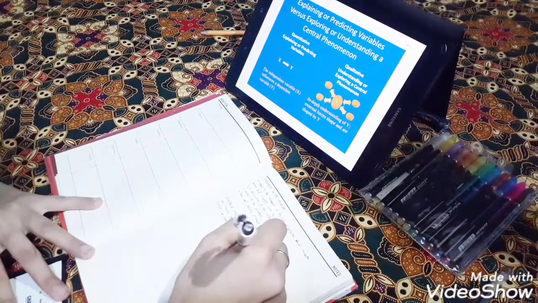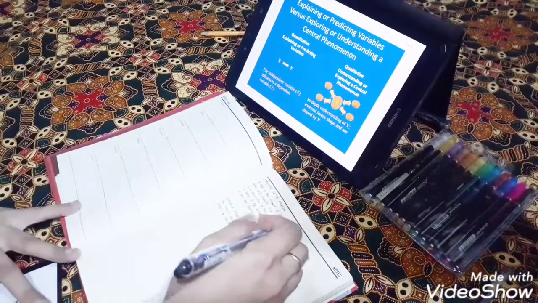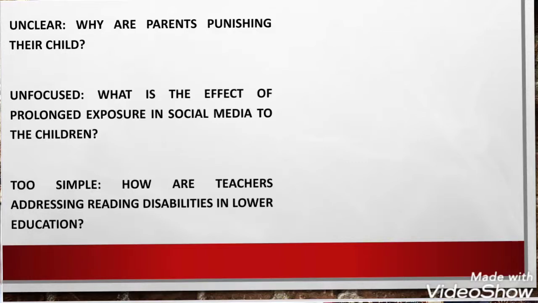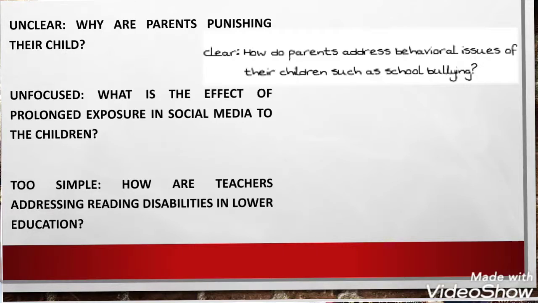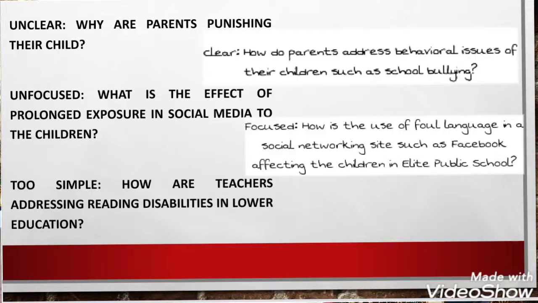And we are going to consider sample questions that we will have to examine. So we have here an example of an unclear question, like why are parents punishing their child? The better question for this would be, how do parents address behavioral issues of their children, such as school bullying? An unfocused question is, what is the effect of prolonged exposure to social media on children? How can you write that one better? More focused, you should ask, how is the use of foul language on social networking sites, such as Facebook, affecting the children in elite public schools?